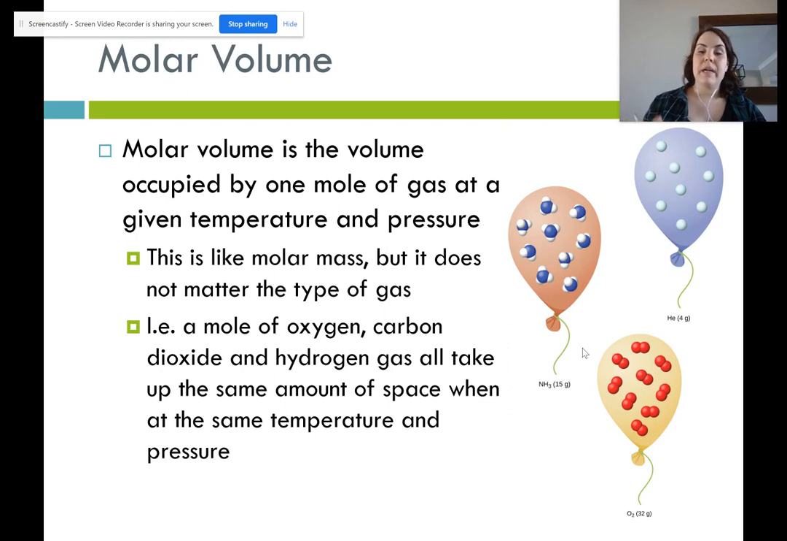take up the same amount of space as long as all of those gases are at the same temperature and the same pressure. So if I have a balloon of ammonia gas and helium gas and oxygen gas, if all of these are at the same pressure and temperature, they're all going to take up the exact same amount of space. It doesn't actually matter what gas it is, it just matters that the pressure and temperature is the same.